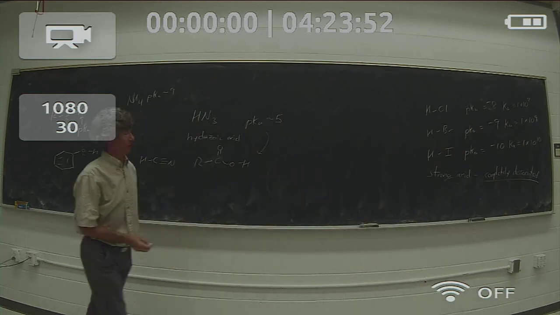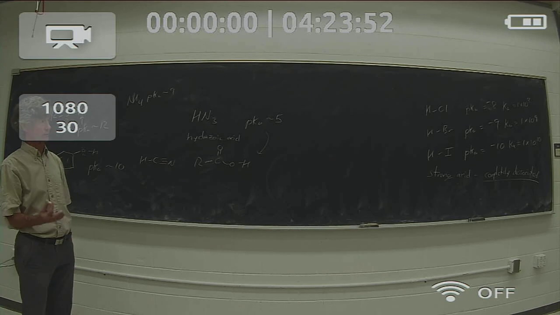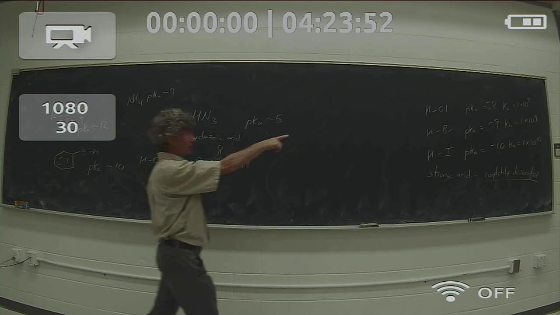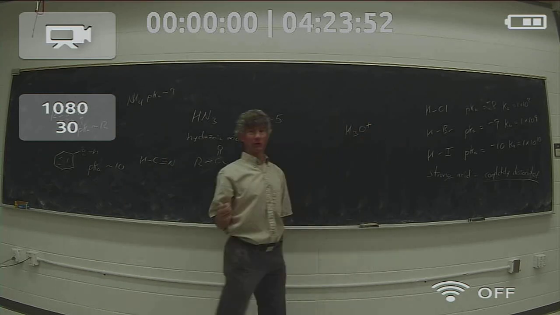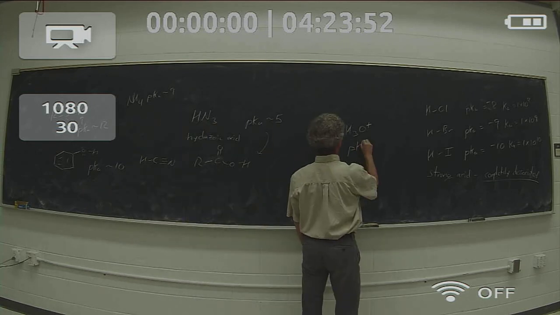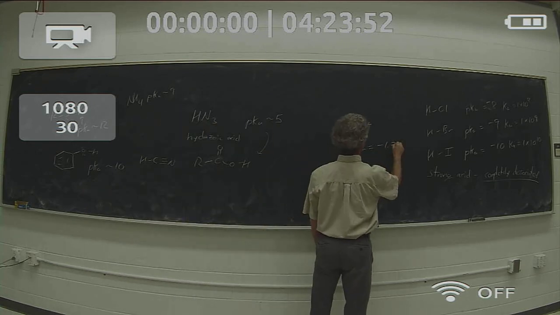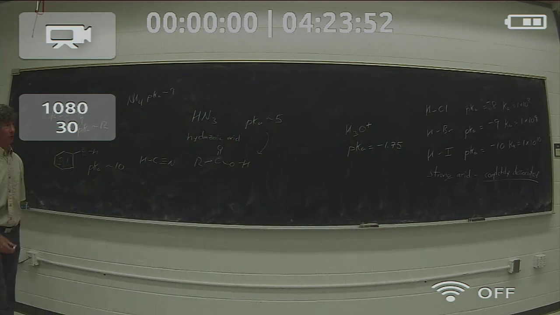Only one part in 10 to the 10th is still hydrogen iodide gas. The rest of it is dissociated into hydronium ion and iodide ion. So these are the strong acids. Hydronium ion itself, which is the strongest acid that can actually exist in aqueous solution, has a pKa of -1.75. So anything that has a pKa smaller than that, -8, -9, -10, right? All of those are going to be completely dissociated.